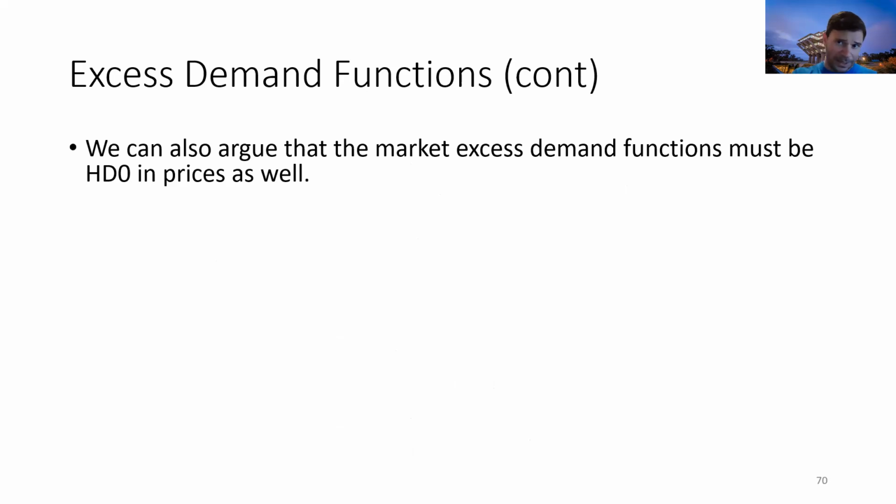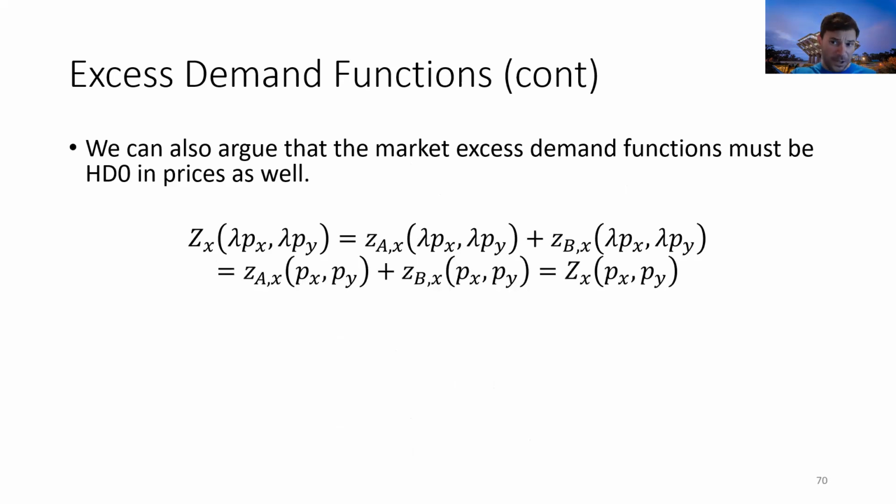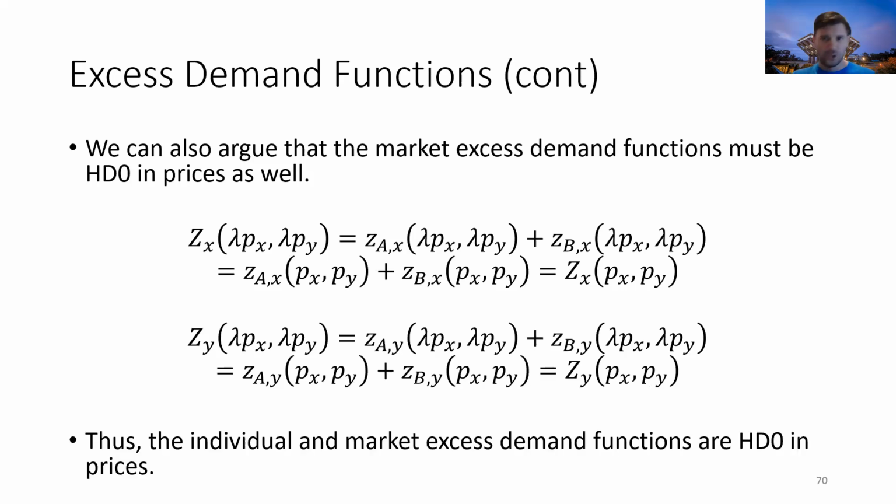Okay, this argument carries over into the market excess demand functions as well. If I scale up all the prices, given that each of the individual excess demand functions was homogeneous of degree 0, then the market excess demand function must be as well. And the same idea applies for good Y. Okay, so we've proven here that not only are the individual excess demand functions homogeneous of degree 0, but so are the aggregate excess demand functions.